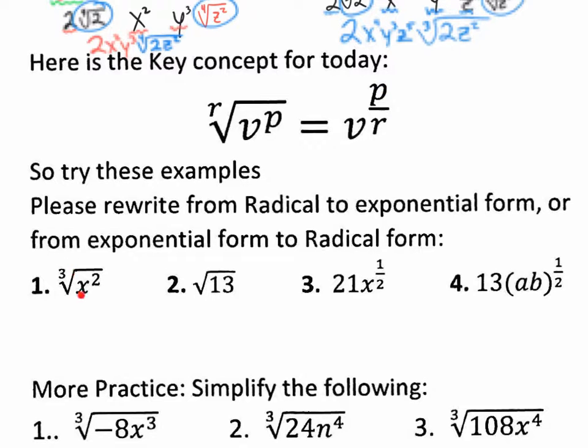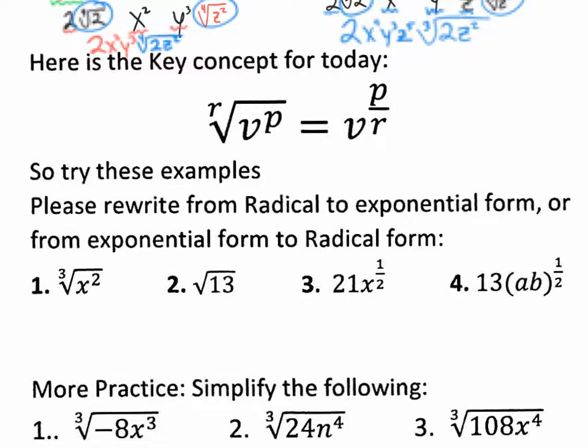So over here, if I wanted to rewrite this, and by the way, this is a very easy section that's going to be on our next test. All right? It's a really great opportunity to bring up your grade here. It says, please rewrite from radical to exponential form, or from exponential form to radical form. So we have a radical here. We want to write it as an exponent.